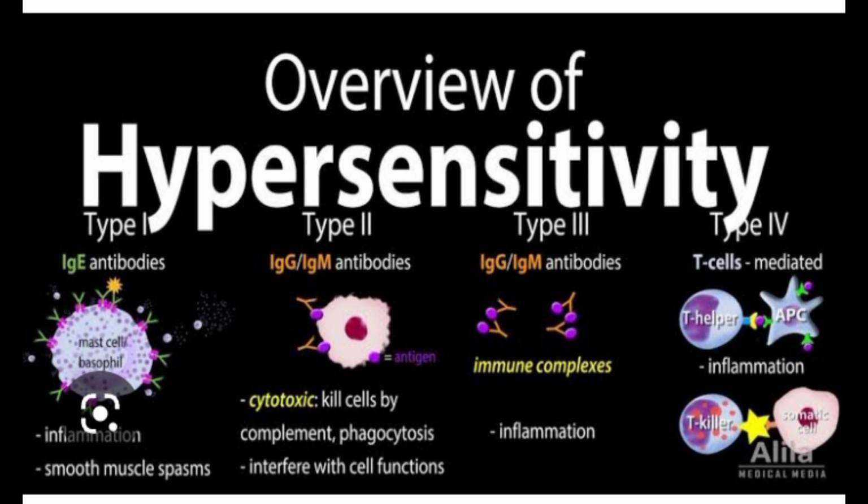Some important immune complex diseases are post-streptococcal glomerulonephritis, endocarditis, and dengue hemorrhagic fever.